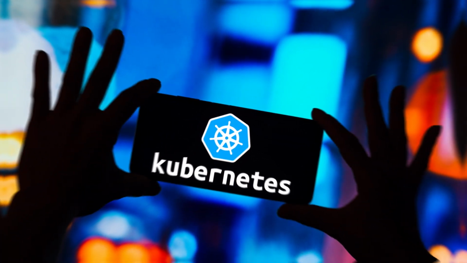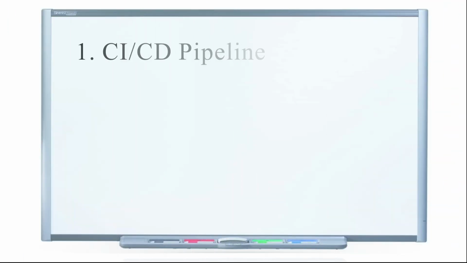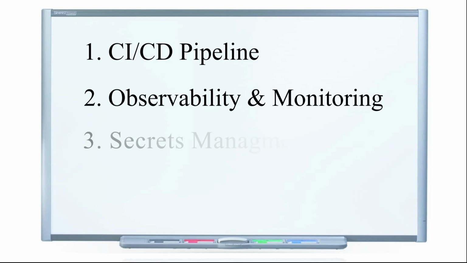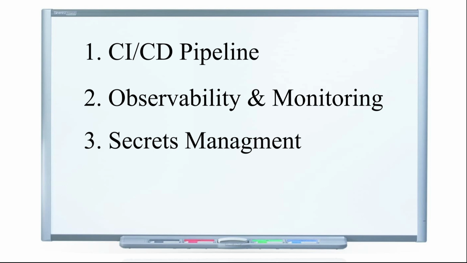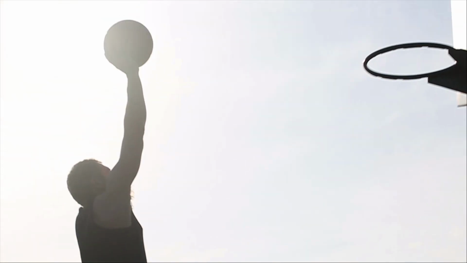This AV will demonstrate the 4 major key services of Kubernetes: CI/CD pipeline, observability and monitoring, secrets management, disaster recovery. Okay, now let's jumpstart the demos.